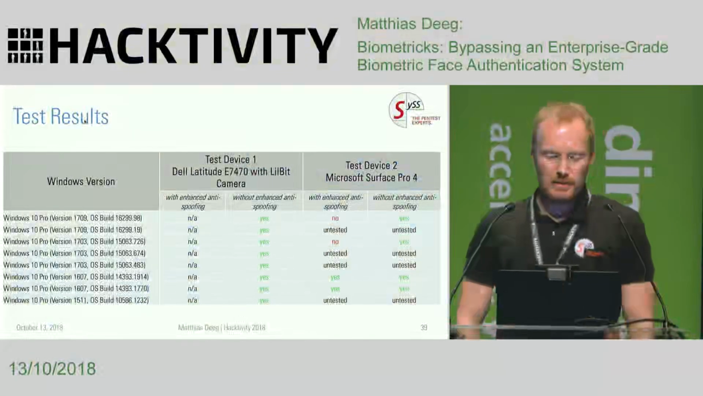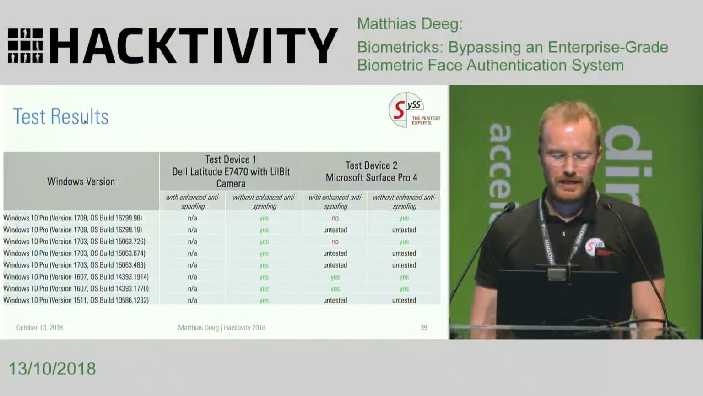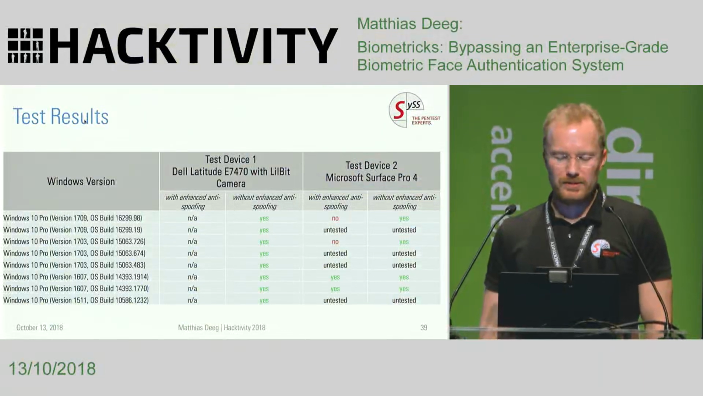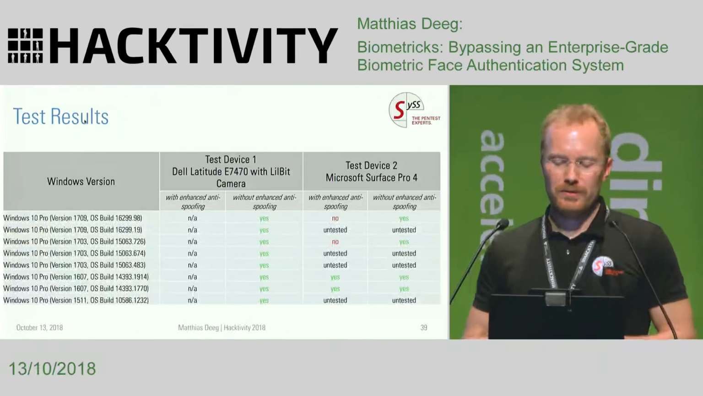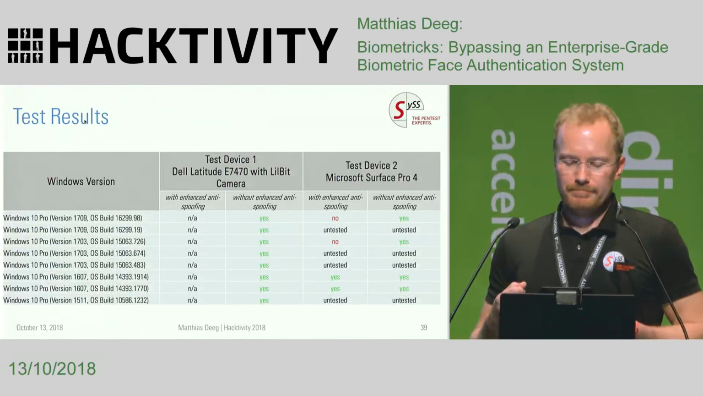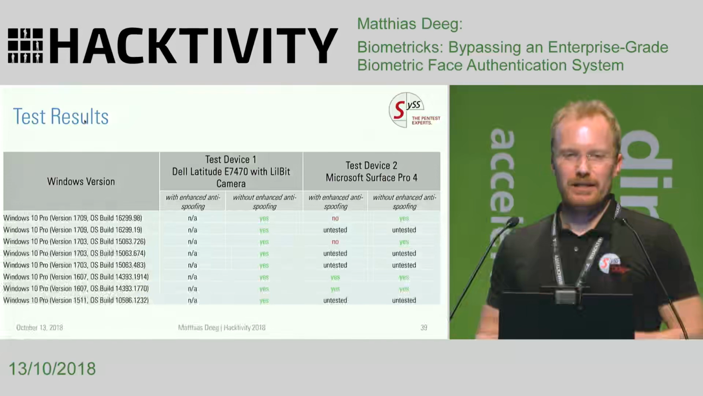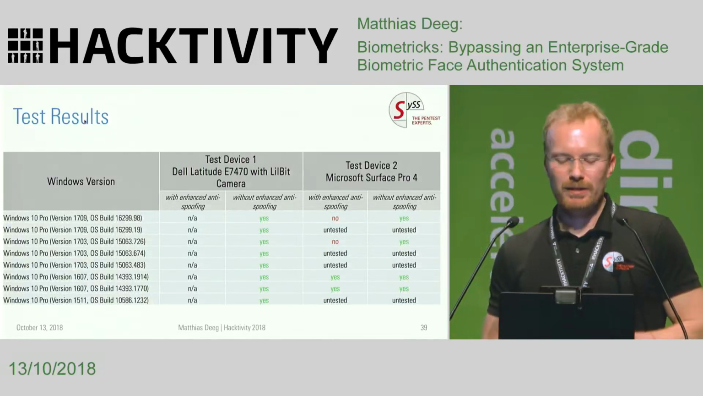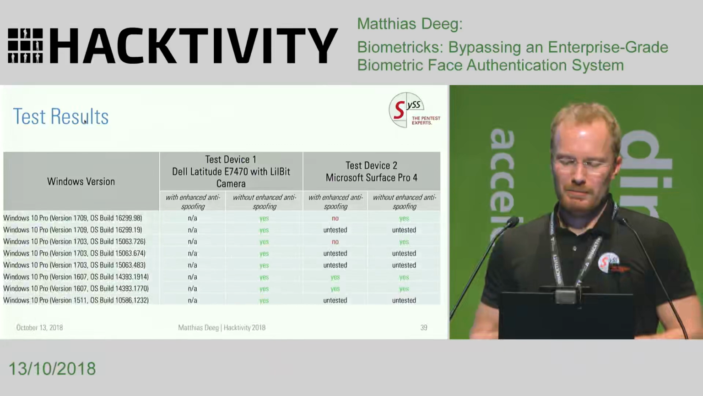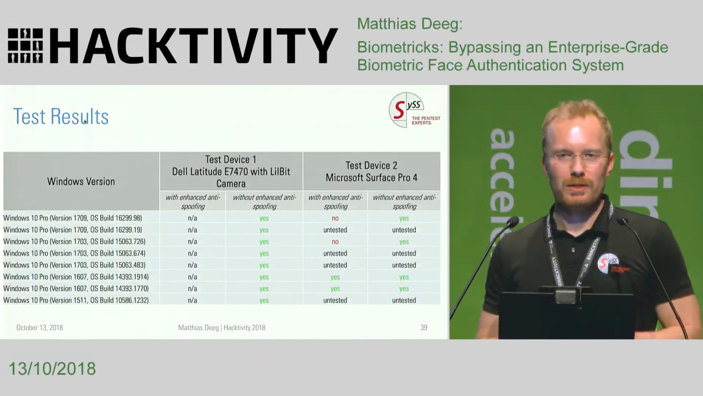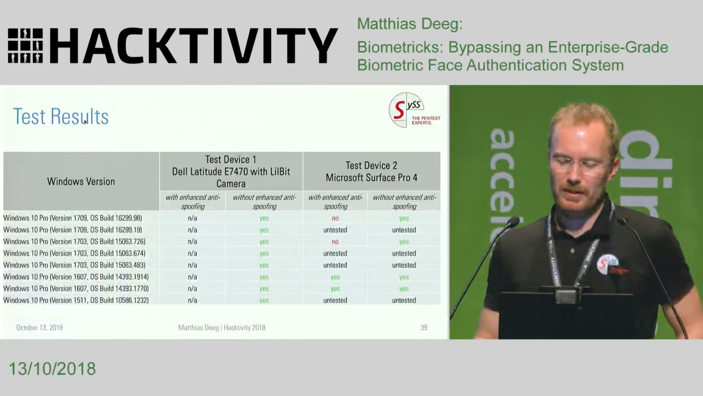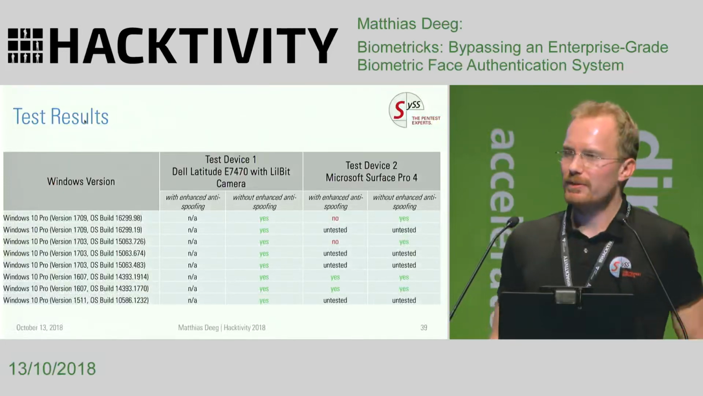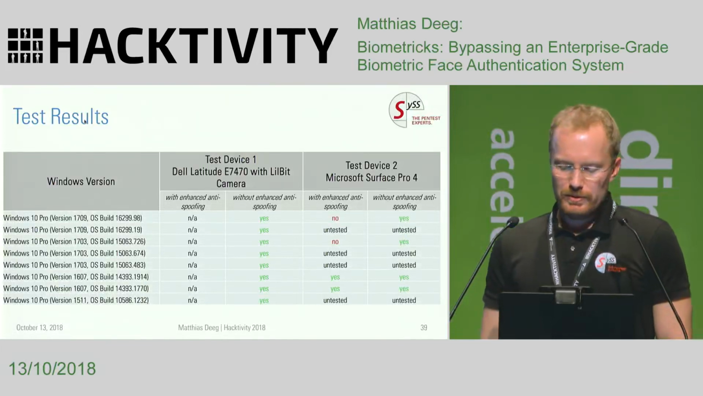Okay, so here are our actual test results concerning different Windows 10 versions we've tested. It was back in 2017, end of 2017. What we found out is that all versions we tested with the IR-only camera, our test device number 1, we were able to successfully attack the authentication system. It was mainly because the enhanced anti-spoofing feature was not available using this kind of camera because it is not supported. But we couldn't find any information about this case. We just learned later on that not all cameras that are Windows Hello compatible are fully Windows 10 or Windows Hello compatible.